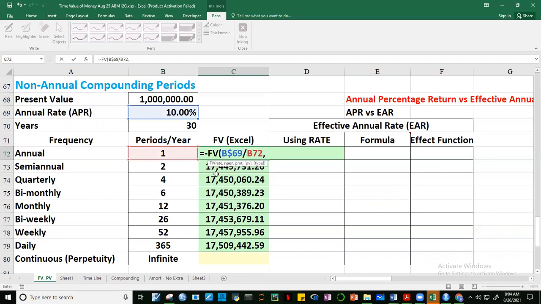Okay, then comma, NPER will be 30, yung number of years natin, naka-fix natin yan, but we have to multiply this by the compounding per year. Okay, comma, PMT, ignore kasi wala tayong annuity, comma, and then present value is 1 million. Okay, there. So yun ang formula natin for future value. And then we copy this down.